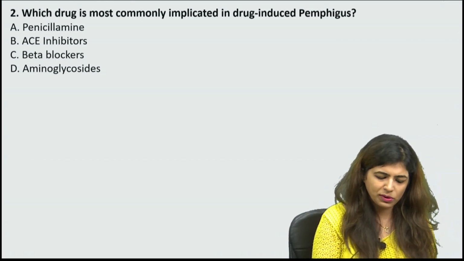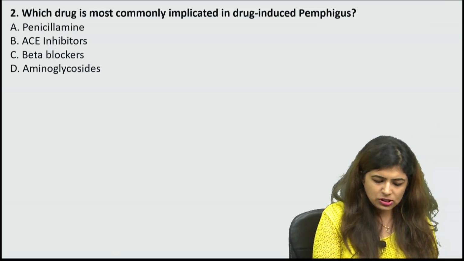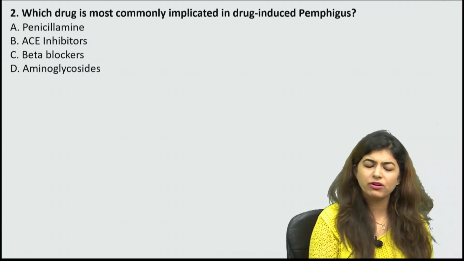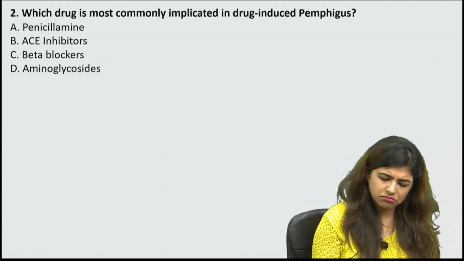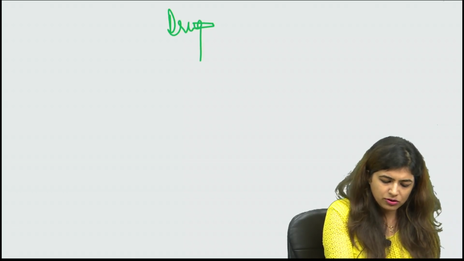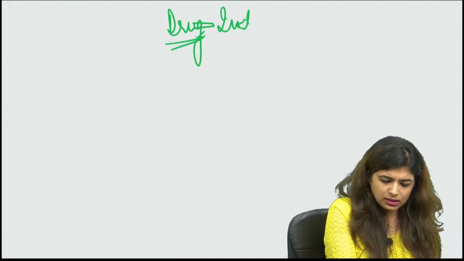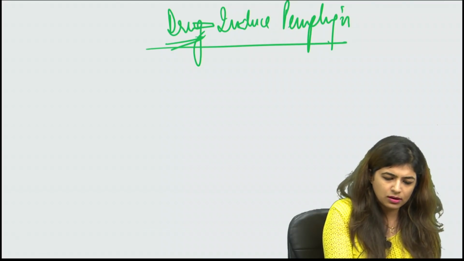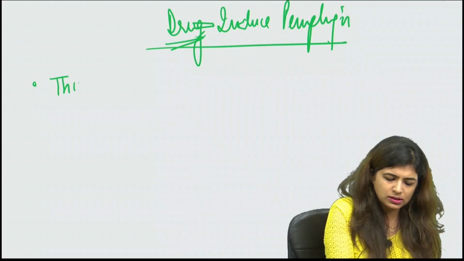Moving on to the next question, question number 2. Which drug is most commonly implicated in drug-induced pemphigus? Drug-induced pemphigus is quite a commonly asked question. If we think about the drugs that induce pemphigus, there are 3 important categories of drugs that cause it.